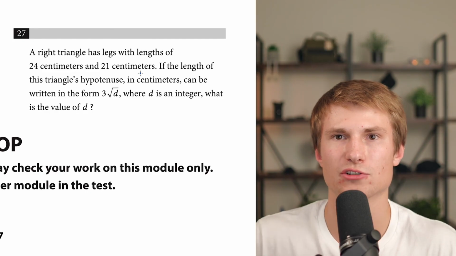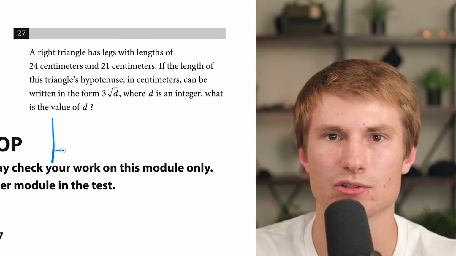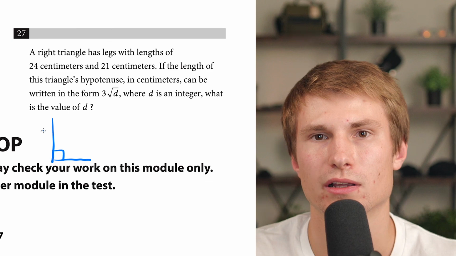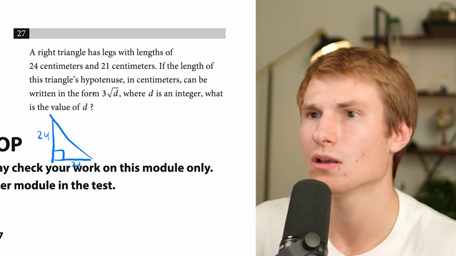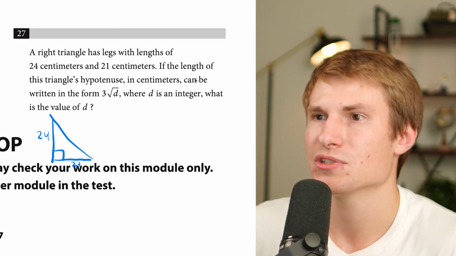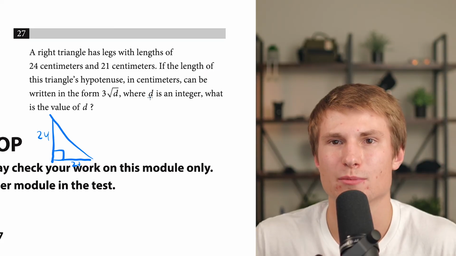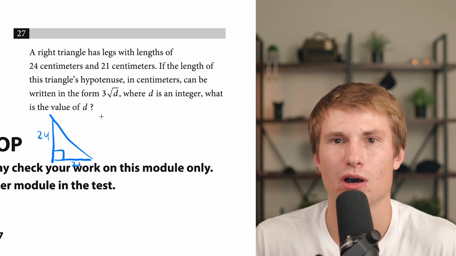Okay, 27, a right triangle has legs. Okay, so we're dealing with triangles, so we're going to draw it out. Right triangle's got legs 24 and 21, so 24 and 21. If the length of the hypotenuse in centimeters can be written in the form 3 times root d, where d is an integer, what is the value of d?